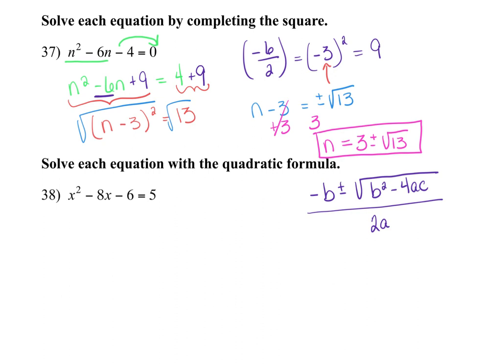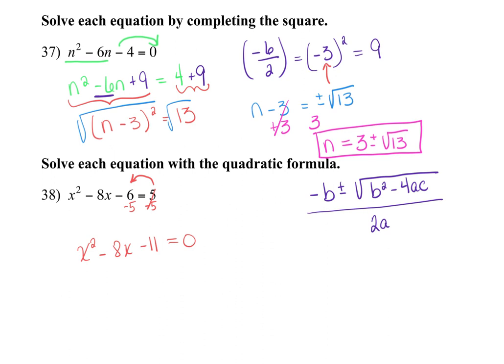So the final way that we solved was using the quadratic formula. First, make sure you have the quadratic formula memorized. And then the second piece is, just like factoring, this does have to be equal to 0. So I do need to move that 5 over before I start. So I have x squared minus 8x minus 11 equals 0.